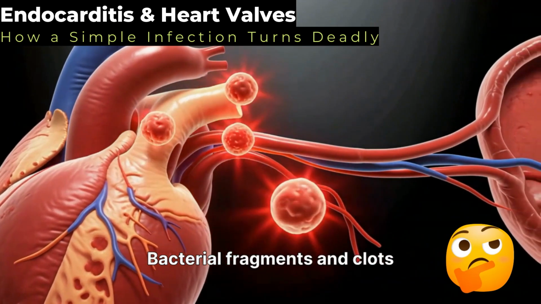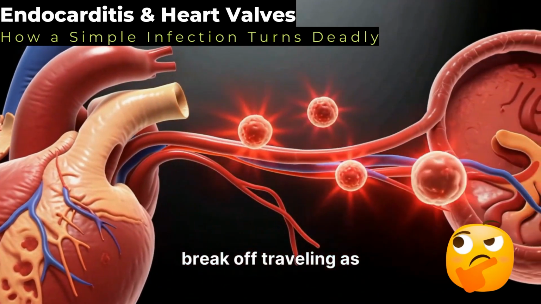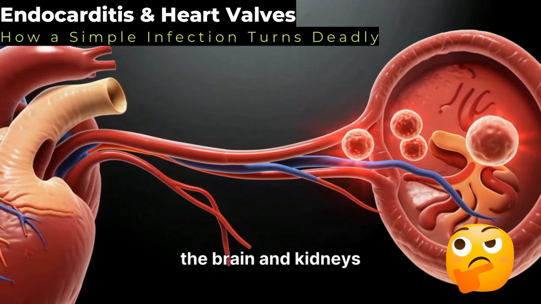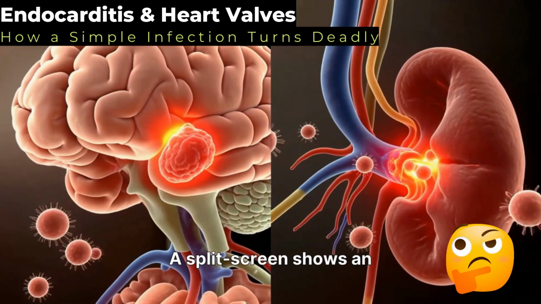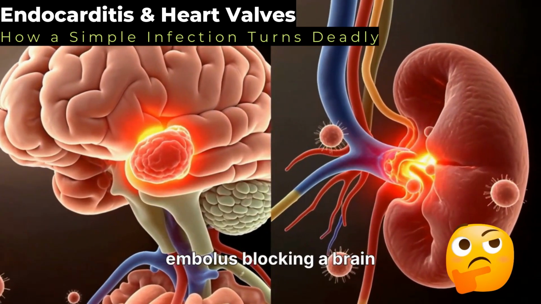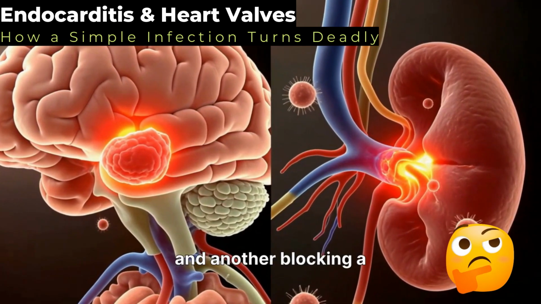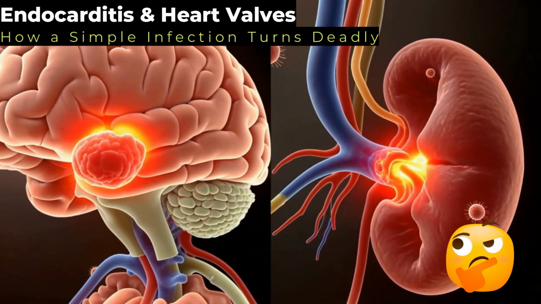Bacterial fragments and clots break off, traveling as emboli through arteries to the brain and kidneys. A split screen shows an embolus blocking a brain artery, causing a stroke, and another blocking a kidney artery.